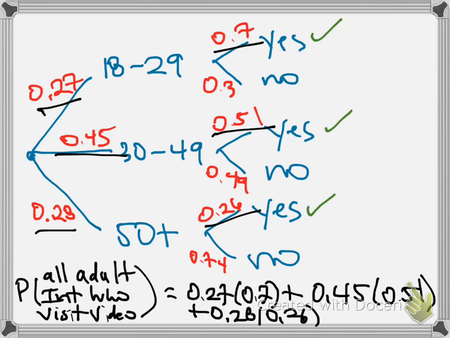So we're just doing a little bit of multiplication here, and then you're going to sum up those three probabilities that you get, and you should come out with 0.4913. So slightly over 49% of adult internet users have visited a video sharing site. So there's one example. Let's do one more.